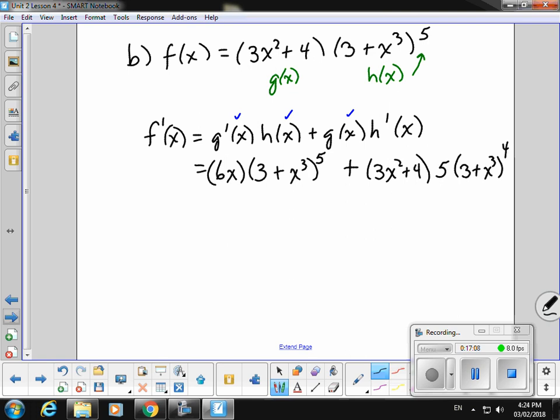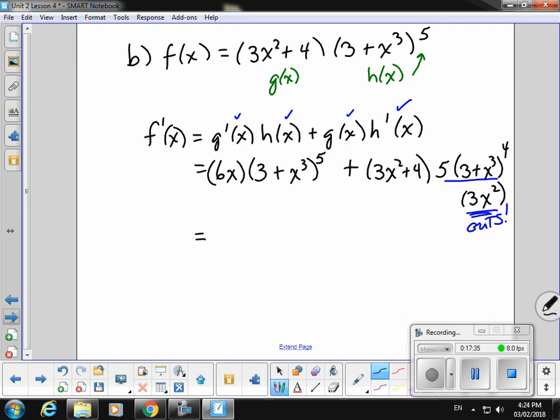Don't forget the guts. The derivative of the inside of that bracket, the derivative of 3 is 0. The derivative of x cubed is 3x squared. Please forgive my wraparound. So this whole thing is the derivative of h at x. And this little piece right here is the guts. Don't forget the guts. I'm going to tidy this up.